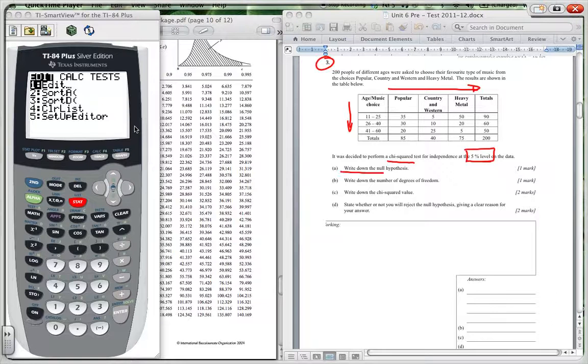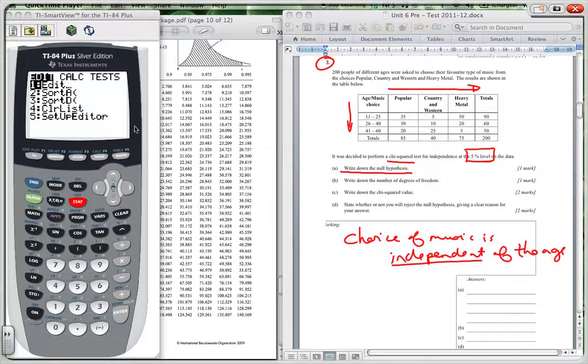So write down the null hypothesis. So here we have the choice of music is independent. Now you want to use that word, independent, of the age.